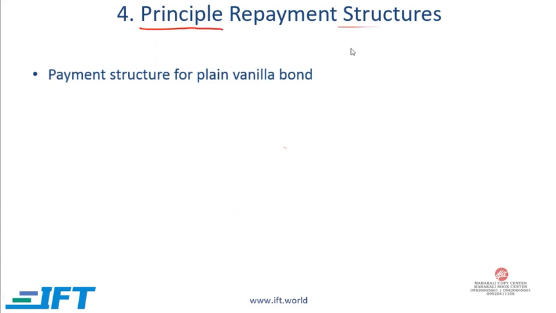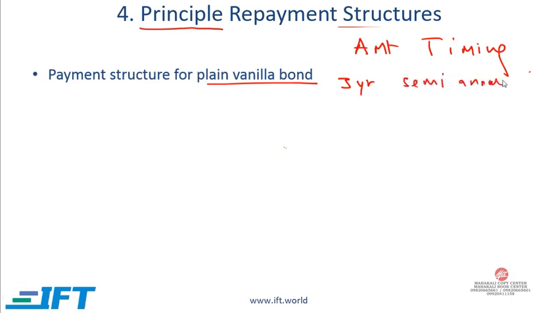Section 4, here we are concerned about the amount and the timing of cash flows. Let us look at the structure for a plain vanilla bond, and we've talked about this before. Let's say we have a 3-year bond which makes semi-annual payments. The par value is 1000 and the coupon rate is equal to 10%. What does the cash flow look like?